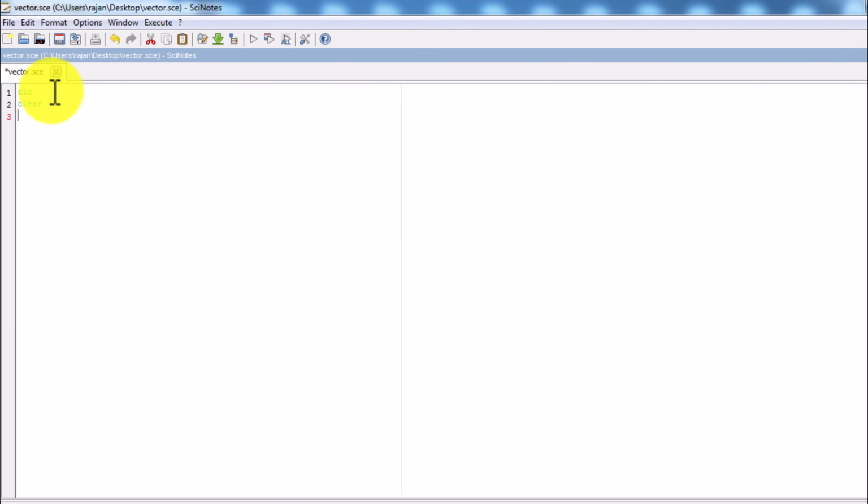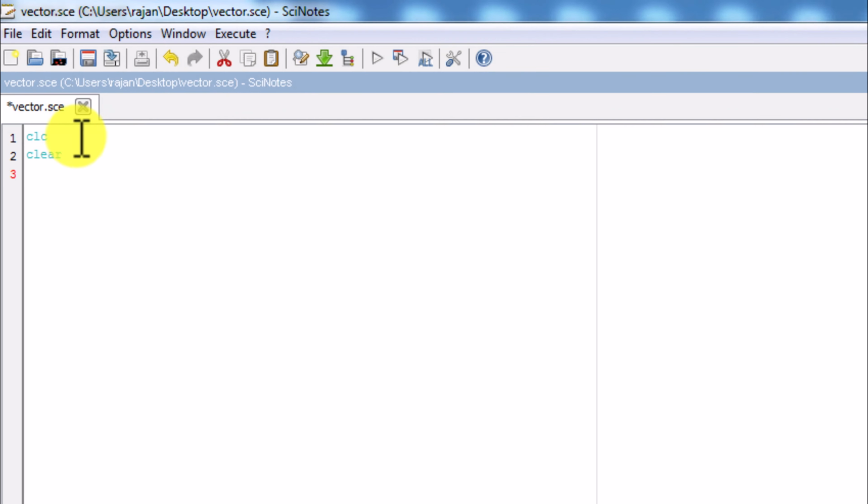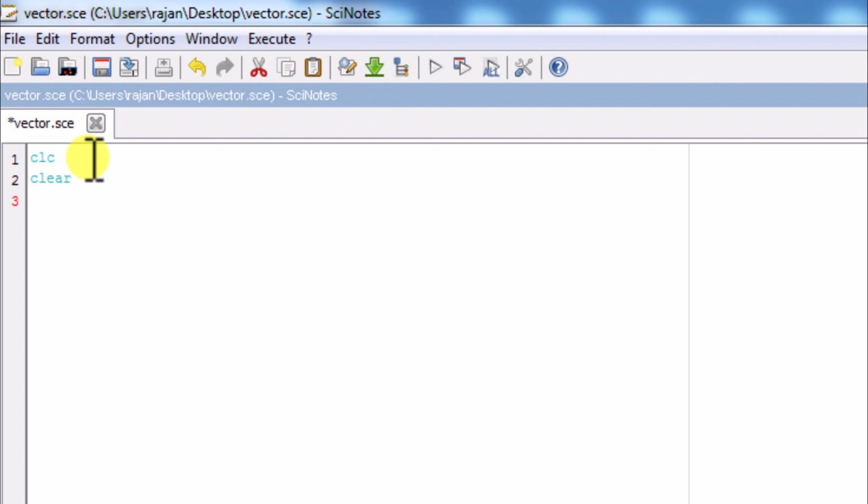So as I have written, CLC and clear will always be the first two commands. CLC means clear screen and clear means clear the memory of the Scilab. So if there is any previous output, it will be cleared by the CLC command. So first of all, we will define a vector.